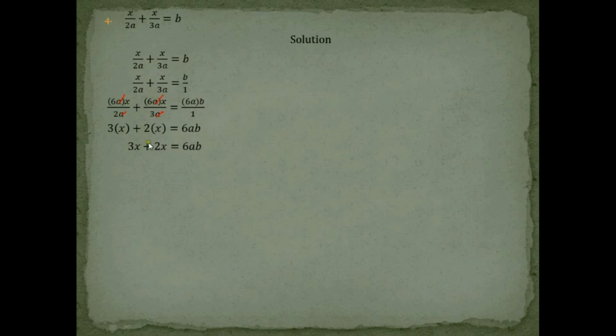Now what else? The like terms are already beside themselves, so what we just do is to add them up. 3x plus 2x, that's going to be 5x equal to 6ab. And we want to make x the subject of the formula. What do we do? Divide both sides by 5, and 5 cancels 5. x is going to be equal to 6ab over 5.